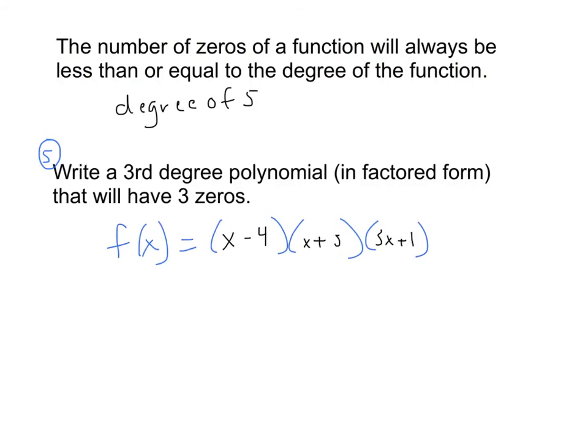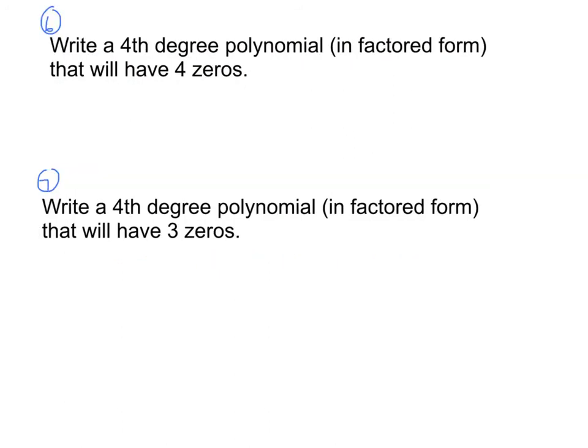Simple enough, right? We've got a third-degree polynomial, because if we multiplied this out, we'd have something with an x cubed in it, and it would have 3 zeros. Okay, you try these two. 6, I want you to write a fourth-degree polynomial that will have 4 zeros. And 7, I want you to write a fourth-degree polynomial that will only have 3 zeros. Please pause and do this.